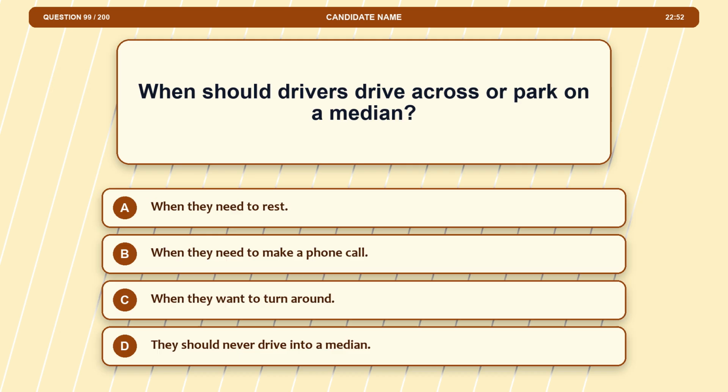Question 99. When should drivers drive across or park on a median? Option A, when they need to rest. Option B, when they need to make a phone call. Option C, when they want to turn around. Option D, they should never drive into a median.